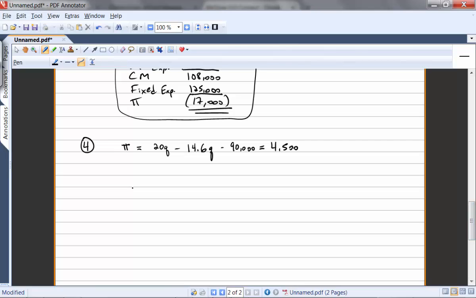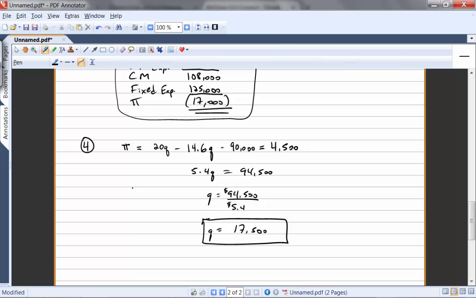So we just solve for Q. So 5.4 Q equals 94,500. So Q equals 94,500 divided by $5.40. Q equals, we would need to sell 17,500 units if we want to earn $4,500 of profit.